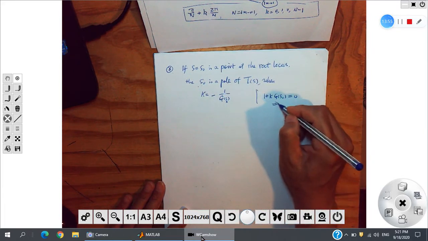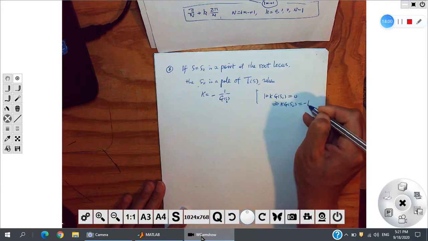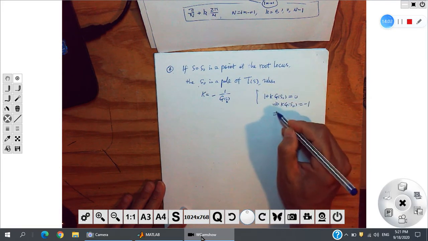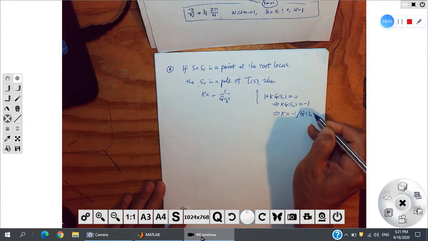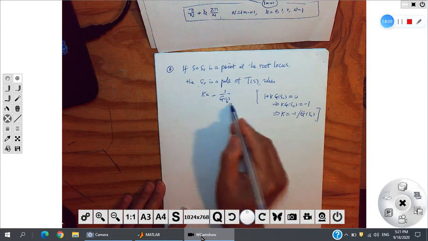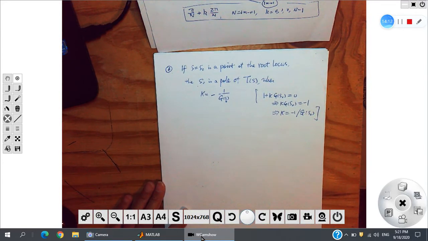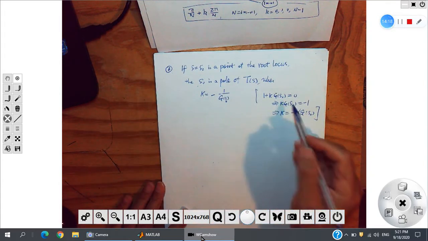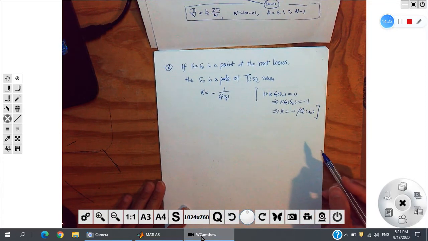Then we have K G of S0 equal to negative 1, and then K is negative 1 over G of S0. That means you can pick any point from the root locus, and to find the K related, you just calculate this one. You have K.